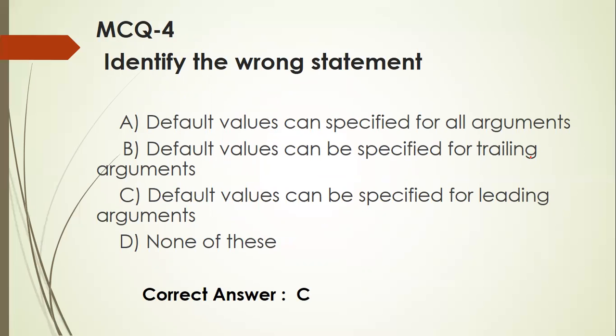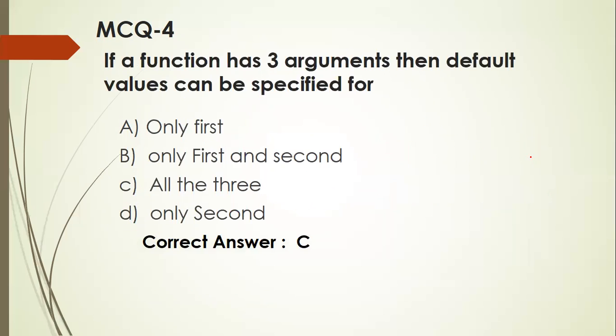Identify the wrong statement. Default values can be specified for all arguments. True. Default values can be specified for trailing arguments. That is also true. Default values can be specified for leading arguments. That is wrong. None of these is also wrong. The correct answer is C.